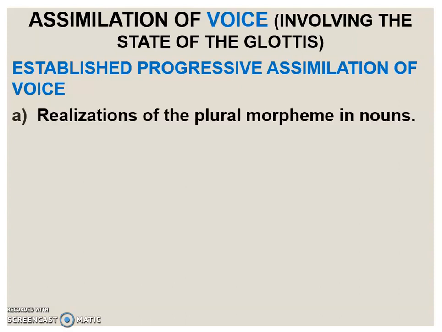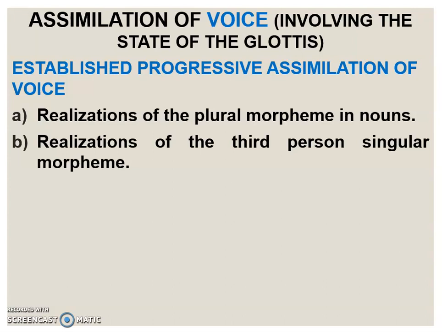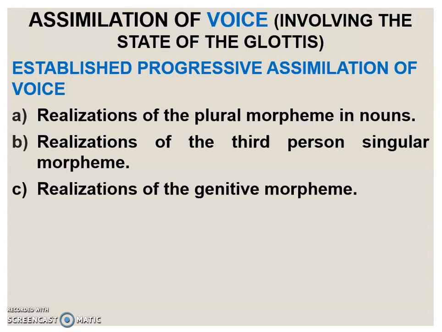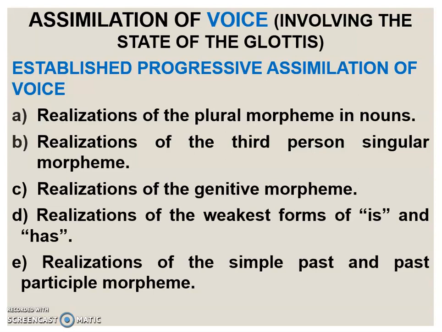And there are 5 cases of established progressive assimilation of voice. These are realizations of the plural morpheme in nouns, realizations of the third person singular morpheme, realizations of the genitive morpheme, realizations of the weakest forms of is and has, and realizations of the simple past and past participle morpheme. Today, we'll just concentrate on the first 4 cases.